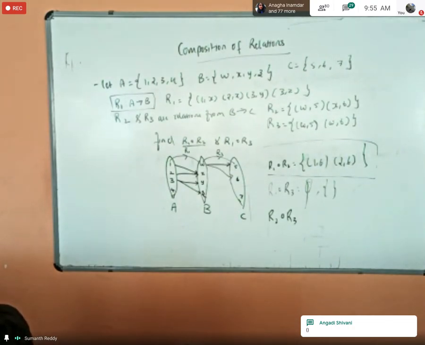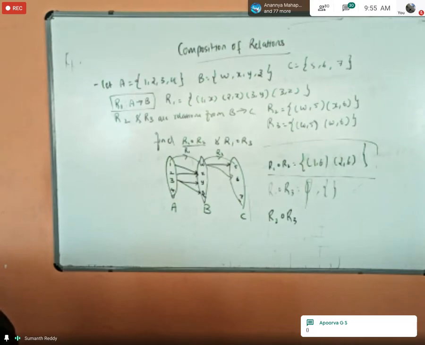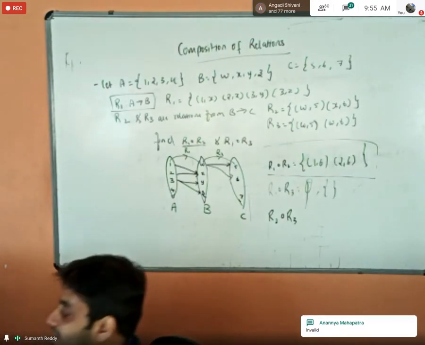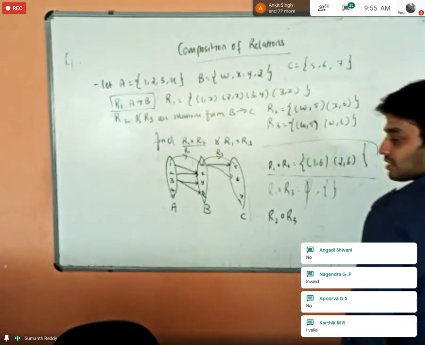Okay, so Chetan, Shivani, you are telling null set. Before you tell the answer, first of all, do you think the question is valid? Invalid, exactly. Because the thing is, when you try to find R2 composition of R3, what will happen?